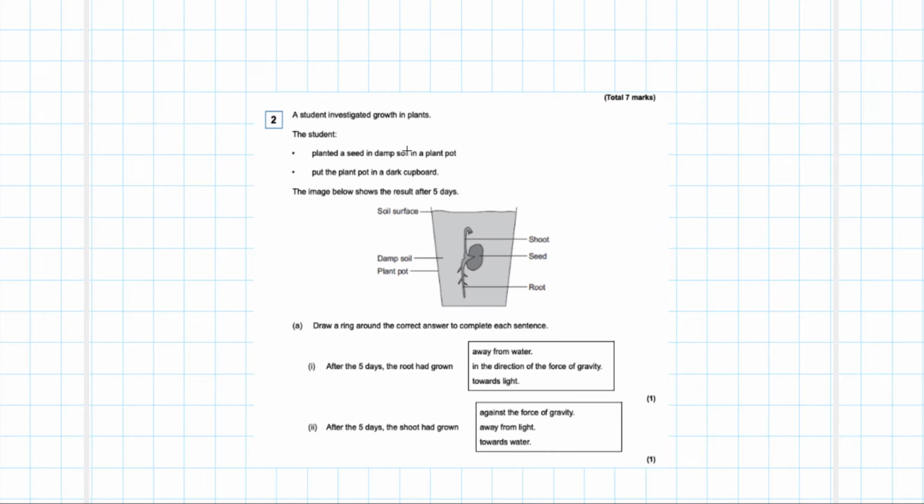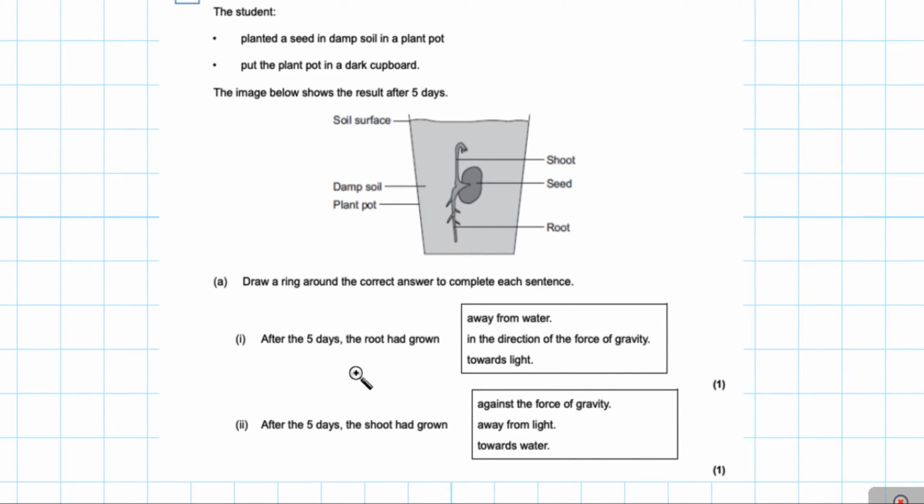Question 2, a student investigated growth in plants. The student planted a seed in damp soil in a plant pot, put the plant pot in a dark cupboard, and the image shows the results after 5 days. So again, after the 5 days, the roots had grown, and the roots always grow in the direction of the force of gravity. Again, that's because auxin is produced, so that's what causes it to grow in that direction. After the 5 days, the shoots had grown, and gravity is acting downwards and this is going upwards, so essentially it's against the force of gravity.